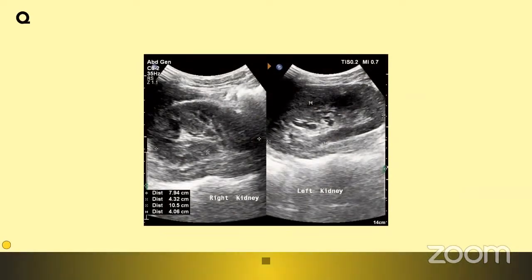This is one of the other beautiful things which I observed. So first tell me whether it's normal or abnormal. This could be abnormal, this could be normal, right? So while discussing, it has been annotated here. This is the right kidney, this is the left kidney. Their dimensions have been kept here.